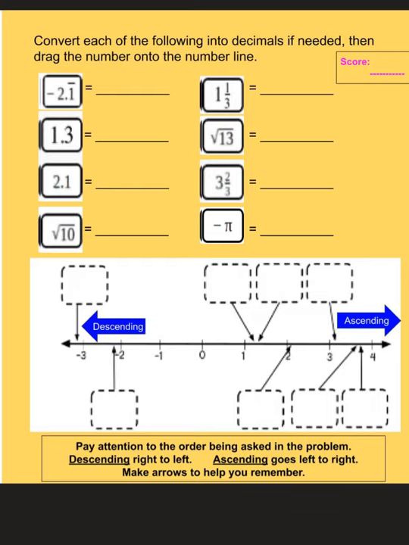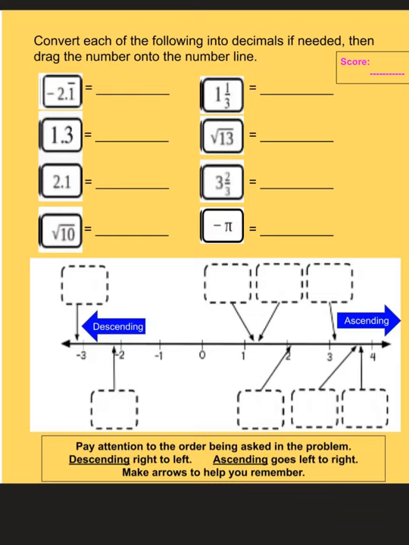All right, so you're going to convert all of these numbers if needed. Then you're going to drag the numbers onto the number line where they belong. Okay? There's a little note here. Pay attention to the order being asked in the problem. Descending is right to left. I put the arrows over here. Ascending is left to right. There's my arrow. Maybe you need to make yourself arrows to help you remember when you're reading the question.